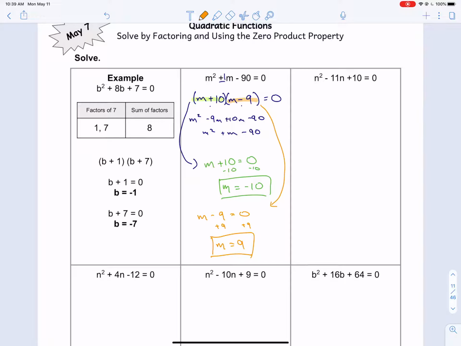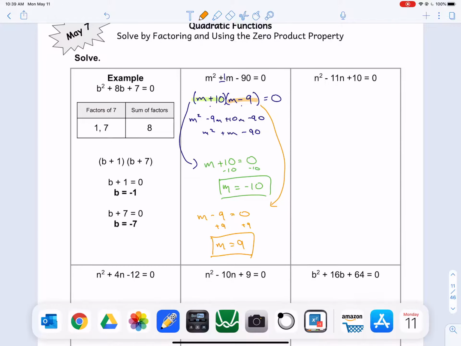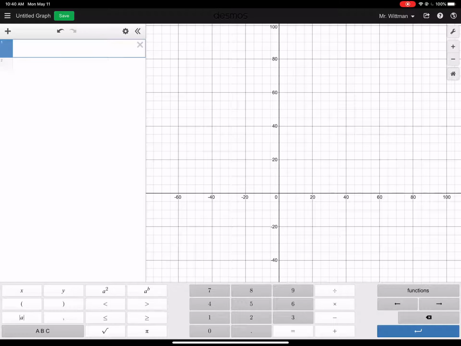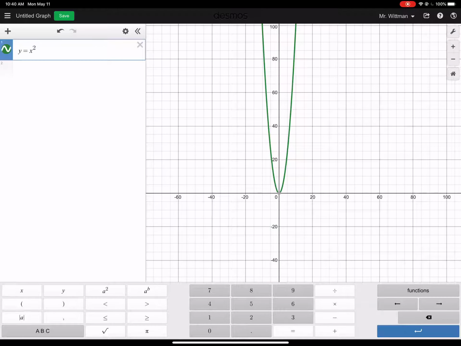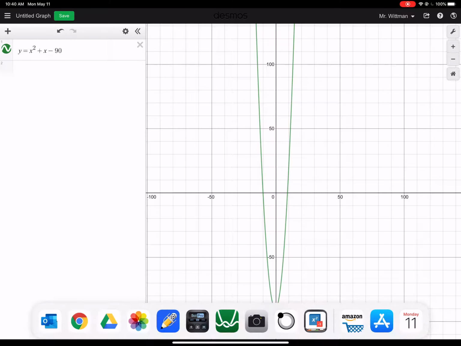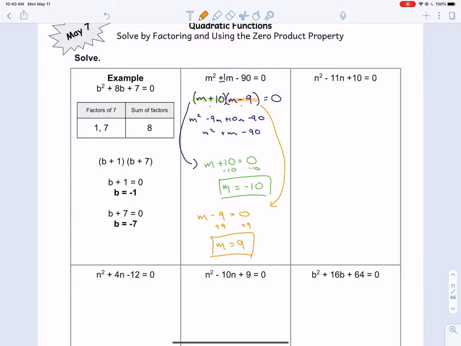All right, so if we graph this, which you could, using Desmos, then those 2 points that we found should be where the curve crosses the x-axis. So let's just try that. So we have m squared plus m minus 90. I'm going to use x instead of m. Before I didn't do the y equals, but you really should. So x squared plus x minus 90. All right, so there is our graph. Just double check. Okay, looks good.